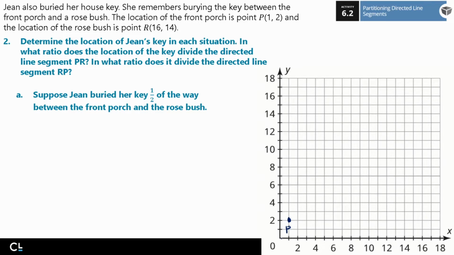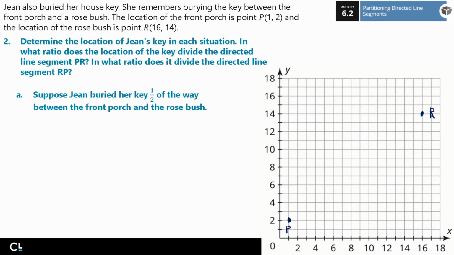Then we have to do R, which is (16, 14). Once again, start at 0. We're going to slide right all the way to 16, and then we're going to go all the way up to 14. Awesome. And that is going to be R, which is our rose bush.